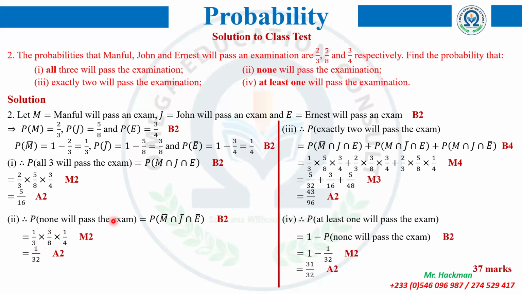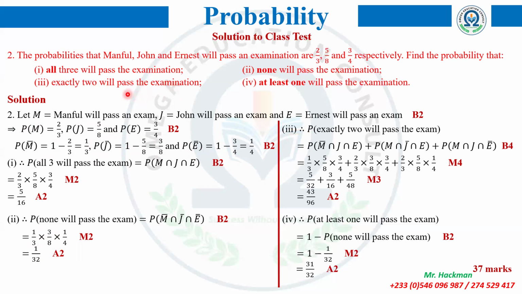You don't write it. So P of M bar, that is what you found with the individual probabilities, the probability of the main event. So that will be 1 on 3. P J bar, that is 3 on 8. P E bar, that is 1 on 4. So you substitute, simplify, and that gives you 1 over 32. So this takes us to the next part. What are we looking for?